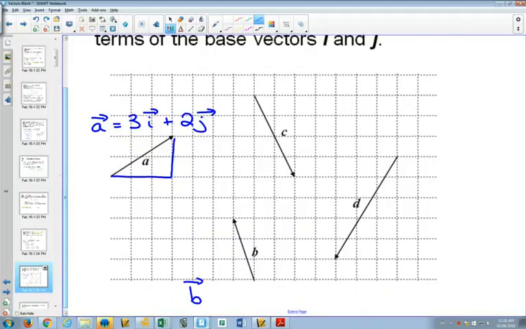Vector B down here, well, now we're going 1 backwards. So that's going to be negative i. And we're still going 3 up, so that'll be plus 3j. I'll get you to do C and D, and then I'll write the answers up in a second.